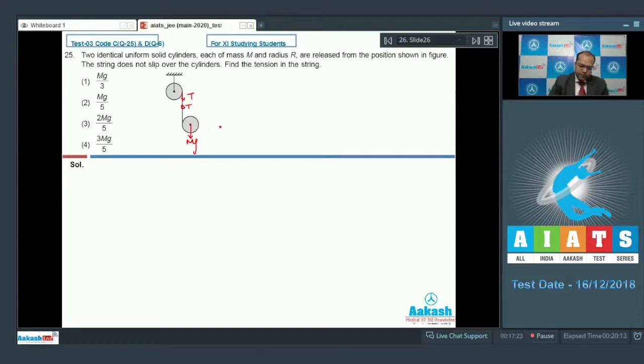Let the center of mass of this solid cylinder be moving in this direction with acceleration a, and it is rotating with angular acceleration alpha. Let the angular acceleration of the other solid cylinder be beta in this sense. So if I apply the equation of translational motion and rotational motion corresponding to their motion, for the lower cylinder I can write mg minus T is equal to mass into acceleration. That is my first equation.